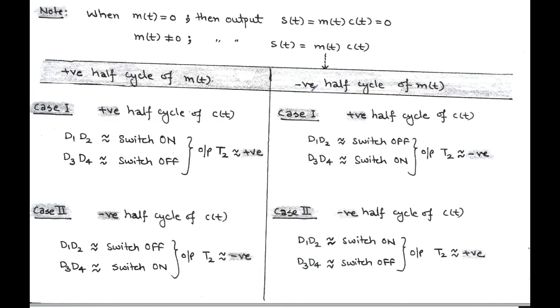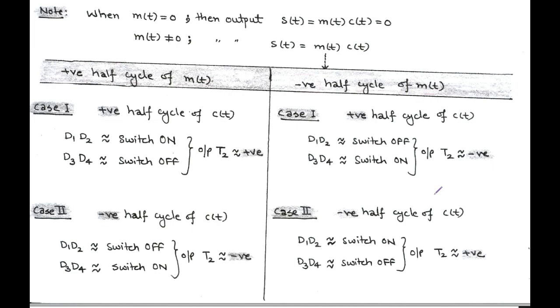Similarly, we consider a second situation where we take a negative half cycle of the message signal and we apply a positive half cycle of the carrier, that is case 1. In this, diodes D1 and D2 are reverse biased or switched off, whereas D3 and D4 are switched on, and accordingly we get a negative output at transformer T2. And in case 2, when we consider a negative half cycle of the carrier, diodes D1 and D2 are forward biased and D3, D4 are reverse biased or switched off, and we get a positive output at transformer T2.